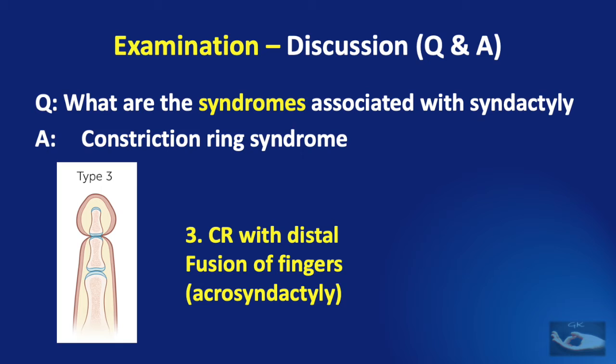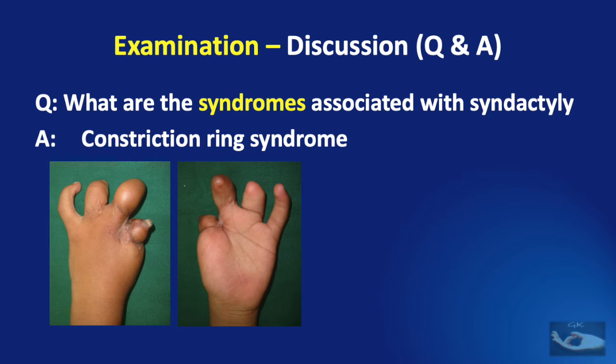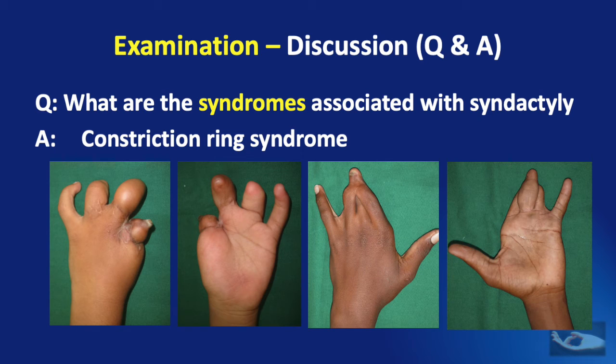Here we should note that even though the distal portion of the fingers are fused, there will be a sinus tract representing the finger web that had been formed normally, and type 4 where there is amputation of the distal portion of the finger. In this example, you can see the constriction ring, the distal lymphedema, the amputation that has occurred, and the acrosyndactyly that has occurred, that is fusion of the distal portions of the finger.